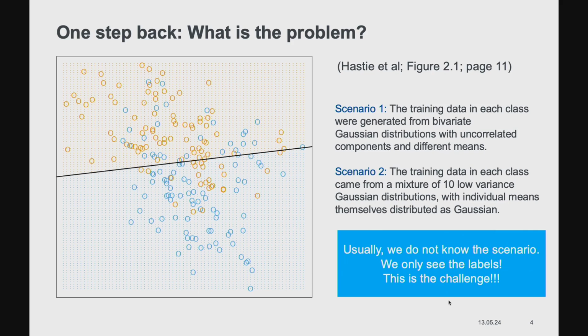This is one possibility. And another possibility, scenario 2, is the training data in each class comes from a mixture of 10 low variance Gaussian distributions. So for example, yellow would come not from 1 normal distribution, but from 10. And each one of them would be something like this. And likewise for blue, and of course we would have 10 center points and 10 low variance distributions.